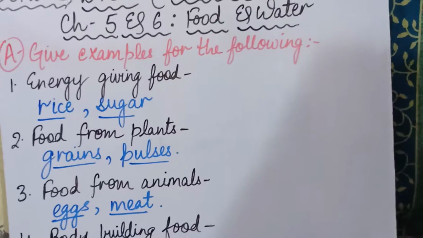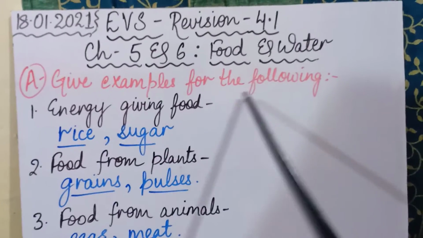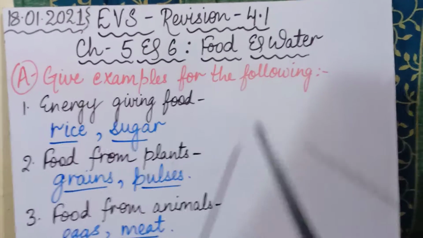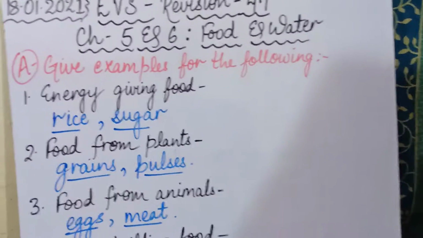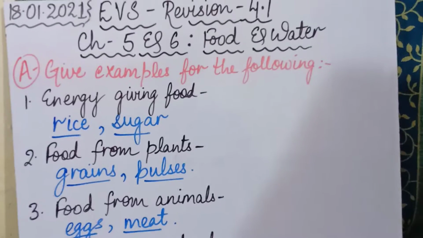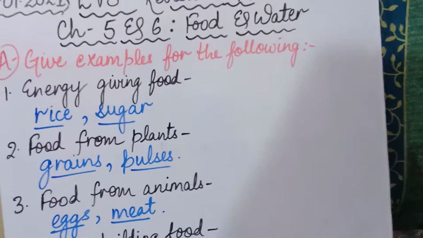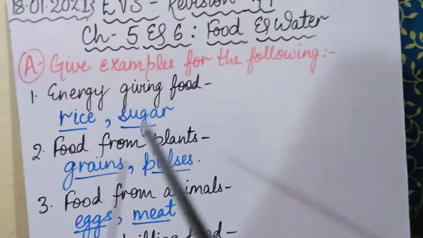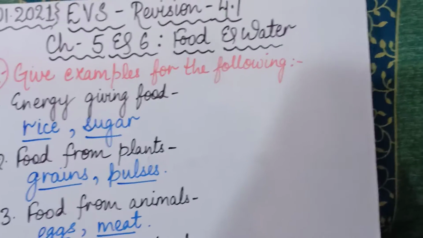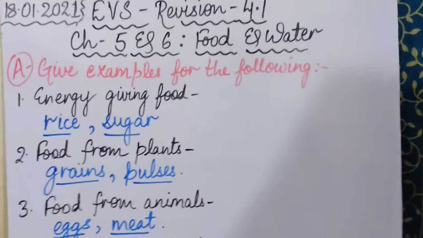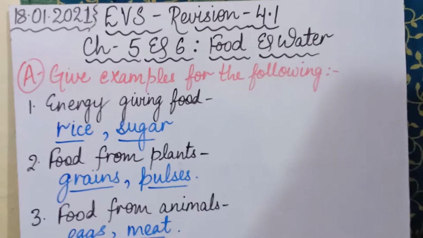Is that clear? So the first exercise for today's revision work is, give examples for the following. A part is give examples for the following. Now here I will be giving you some words, some names of food or names of any plant or something, and you have to just give 2 examples of each. So listen to this exercise very carefully, and I will explain the exercise to you with answers, so listen to it very, very carefully.